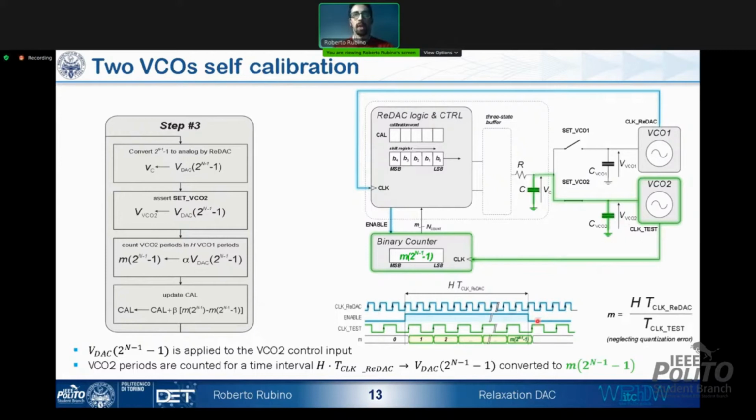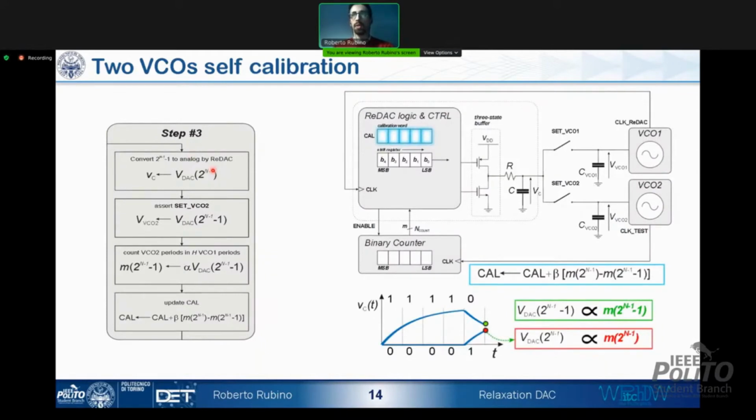At the end of the enabling period, the binary counter will store the digital word, which represents VDAC of 2^(n-1). So once we have the digital representation of the two half swing voltages, the calibration word cal can be updated in order to modify the clock period so that the two half swing voltages are the same. Here, for example, we have to increase the clock period to impose the equality of the two half swing voltages.